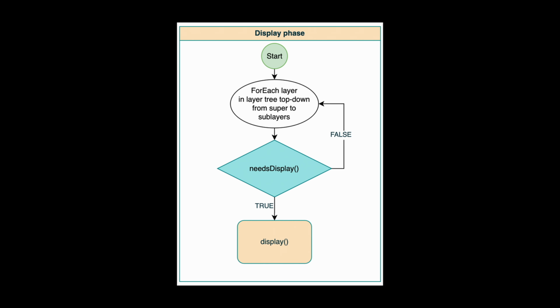Let's move to display phase. On this phase, core animation invokes the display method of each layer within the current layer tree, proceeding from top to bottom, from super to sub layers. This method is responsible for updating the layer's content. By the end of this phase, every layer has its content refreshed. Subclasses have the option to override the display method, utilizing it to directly set the layer's content property. The mechanism involving setNeedsDisplay and needsDisplay is the same as for layout phase.